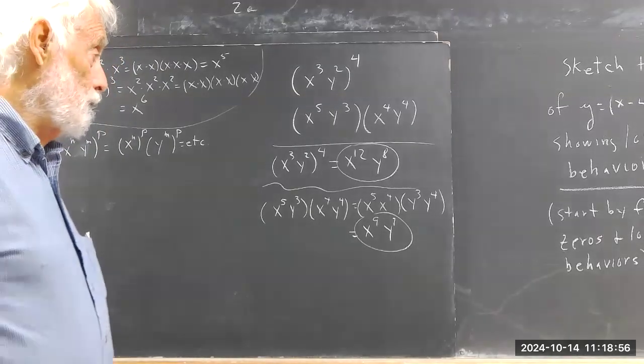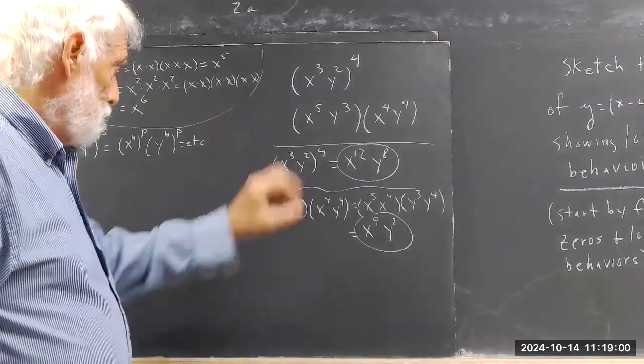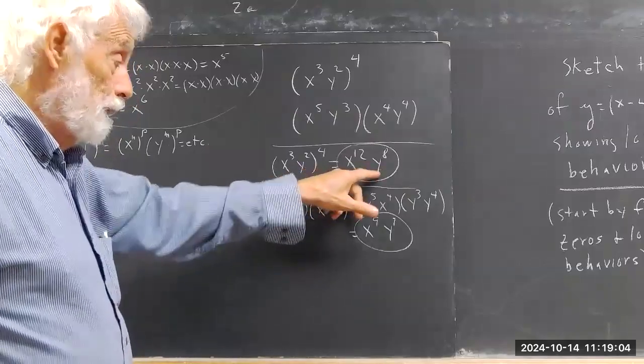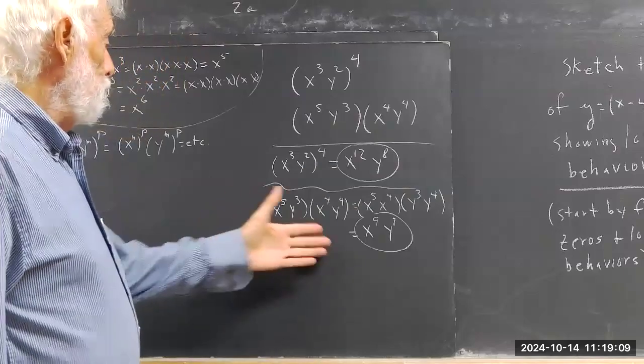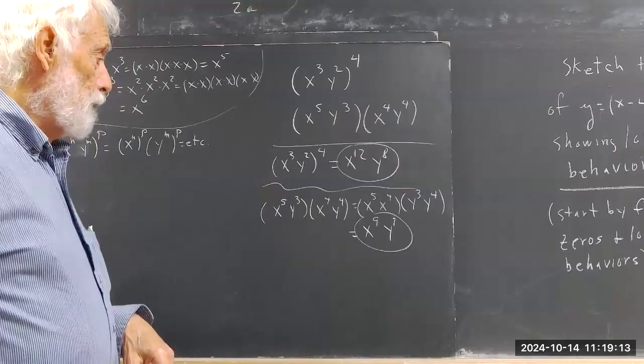So I just said, you could write this out. You could write 3 x's and 2 y's in parentheses and then do 4 of those. And you count them and you'd have 12 x's and you'd have 8 y's. There it is. Okay.